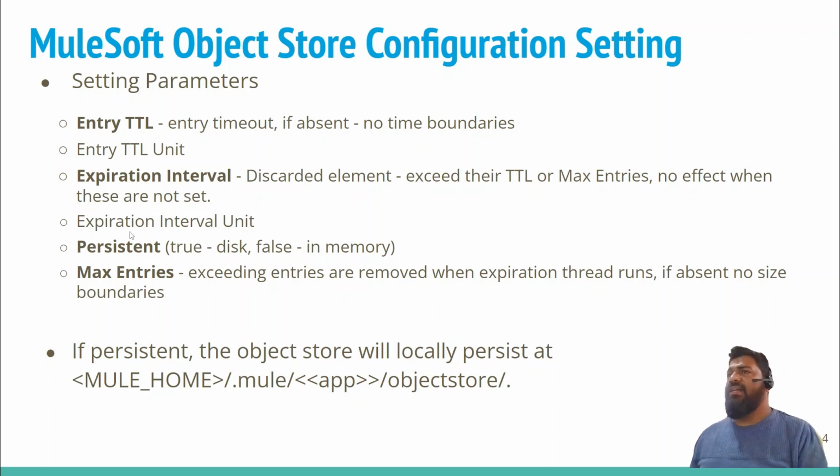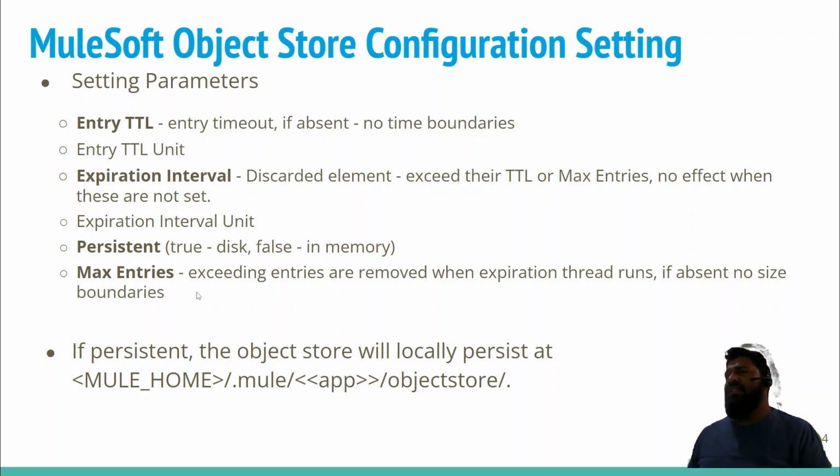I will show you in a demo. Expiration interval unit is also measured in days, seconds, milliseconds, and more. Persistence false or true: if we make it true, then it will store our key on disk. If we make it false, it is in memory. It is using heap memory. When the server restarts, memory is lost, so our data is also lost.